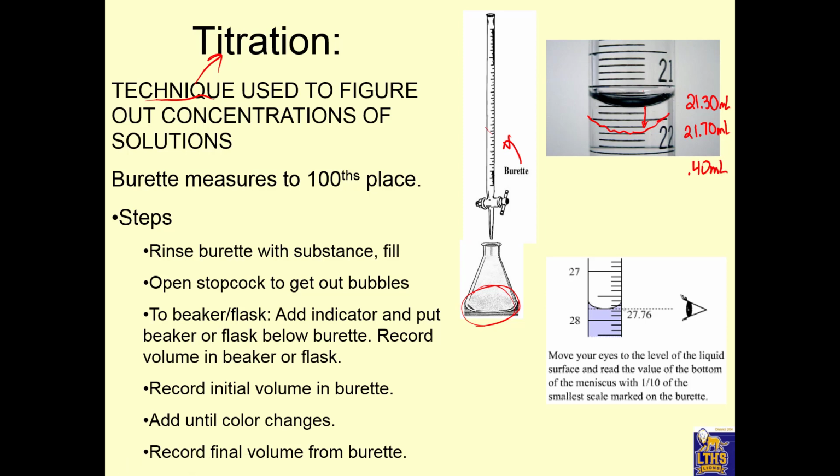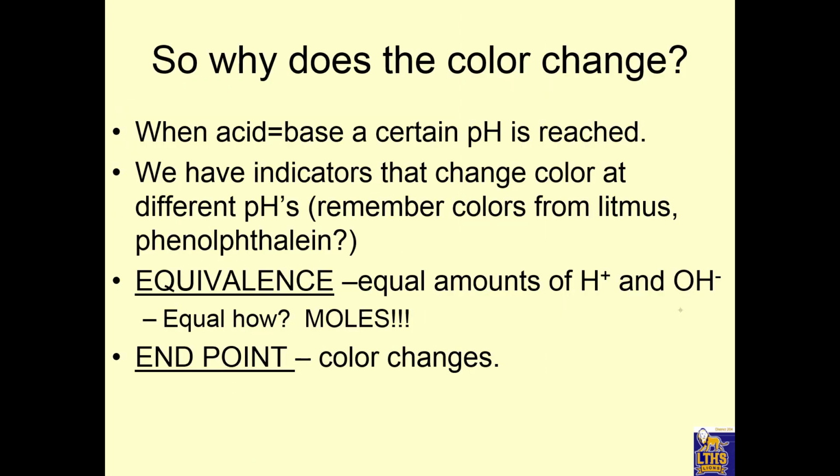Okay. So always read the bottom of the meniscus, read from the top down. So this is 27.1, 27.2, 27.3. So this is 27.7, and then below that, they're saying it's about a little over halfway between those two marks, so that's 27.6 milliliters.